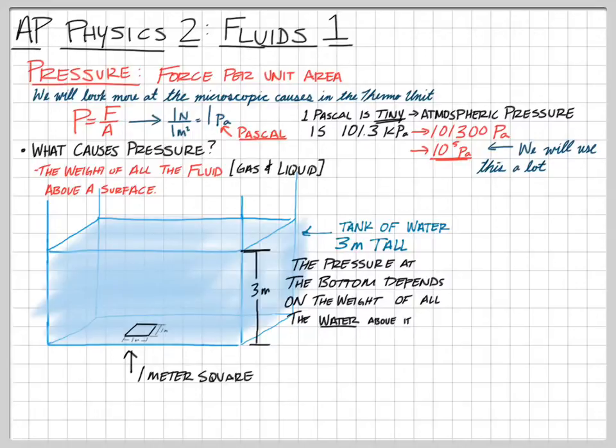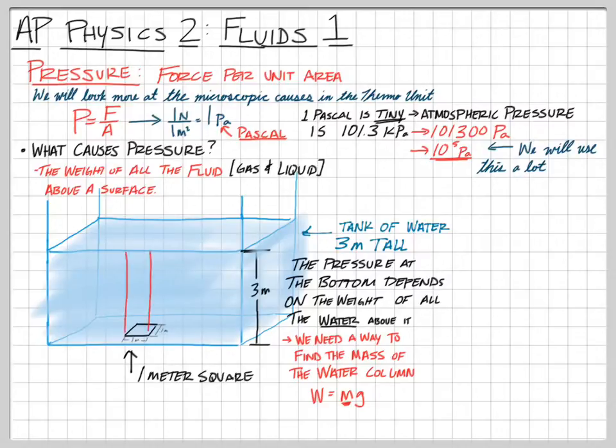So we need to figure out the mass of all that water above us. So we need to find a way to figure out the mass of that water column. Because I know weight, what I'm after, that's what's causing the pressure, is the mass times the acceleration due to gravity. So I need to find out what the mass of all that water is. And it's the mass of that water that we're concerned with in that red box. So we need the mass of that volume of water. So we're going to have to remember density.